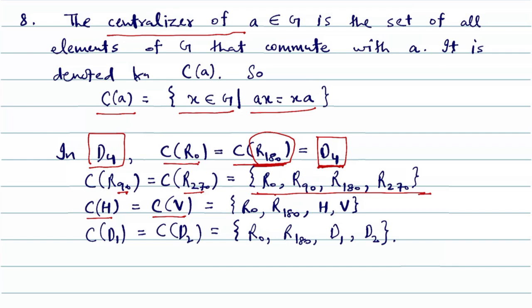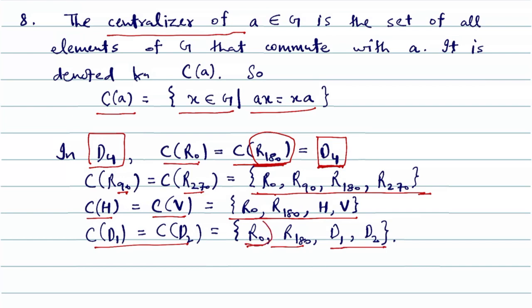These two centralizers contain the 4 elements R0, R180, H and V. Then the centralizers of D1 and D2 are the same and they contain R0, R180, D1 and D2.